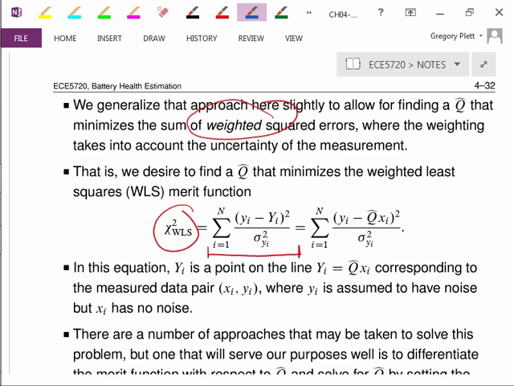The assumption is that the line we are fitting, the point capital Yi, is going to be Q hat times lowercase xi. So we just take the x associated with the data point and we keep that. We don't change the x in any way because the x we assume is noise free. And then the capital Yi is simply Q hat times xi.